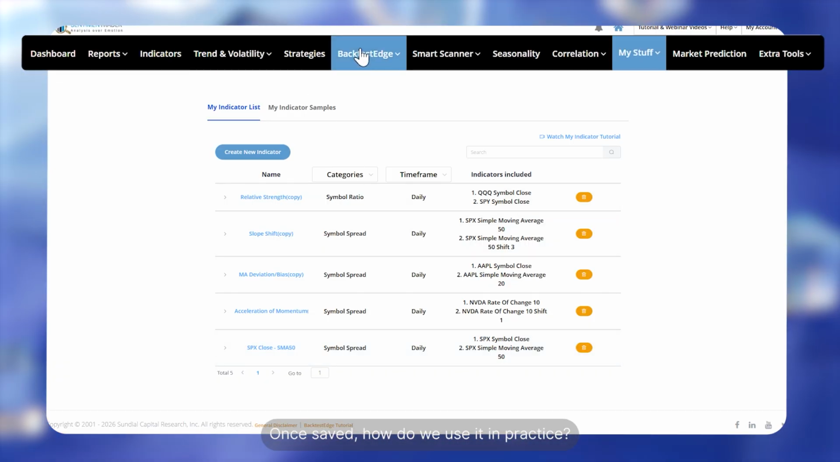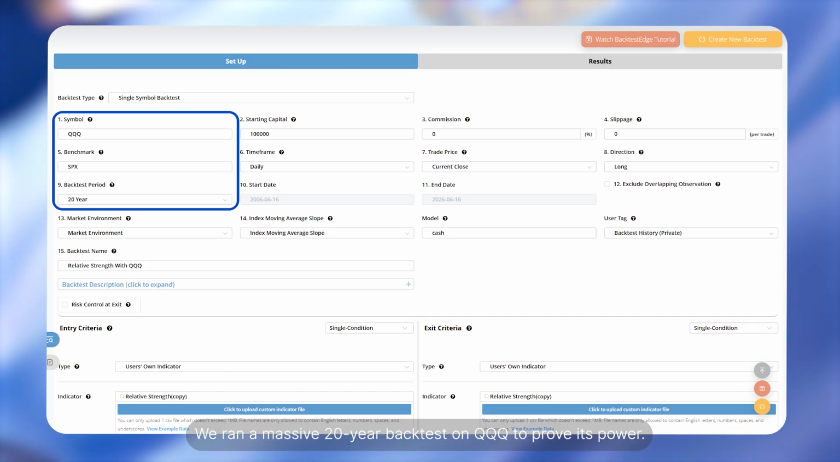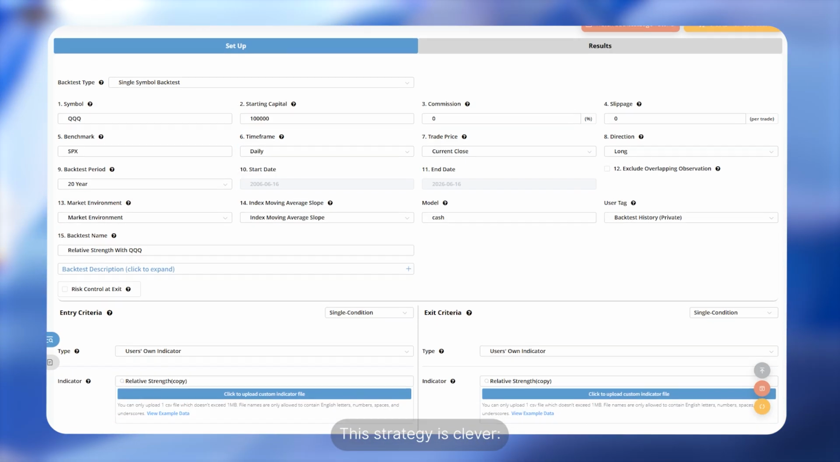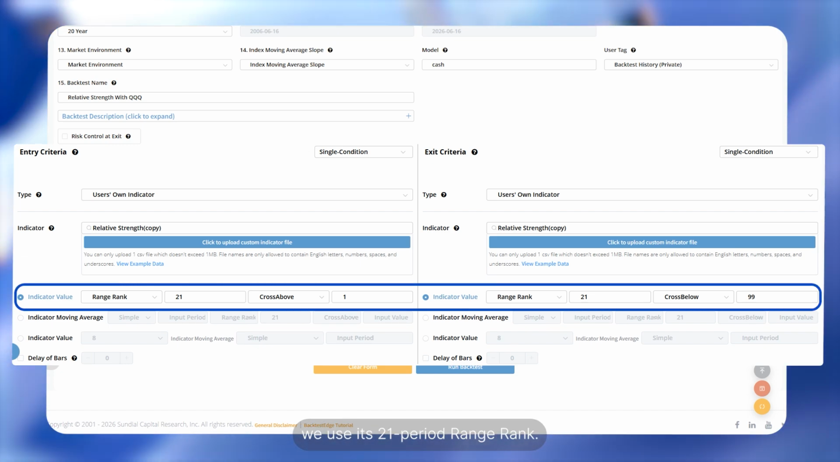Once saved, how do we use it in practice? We ran a massive 20-year backtest on QQQ to prove its power. This strategy is clever. Instead of absolute values, we use its 21-period range rank.